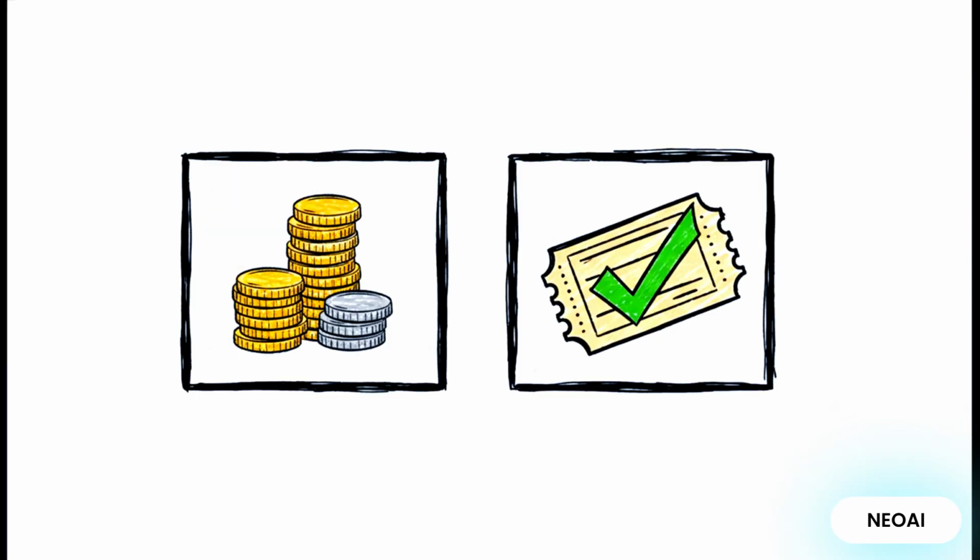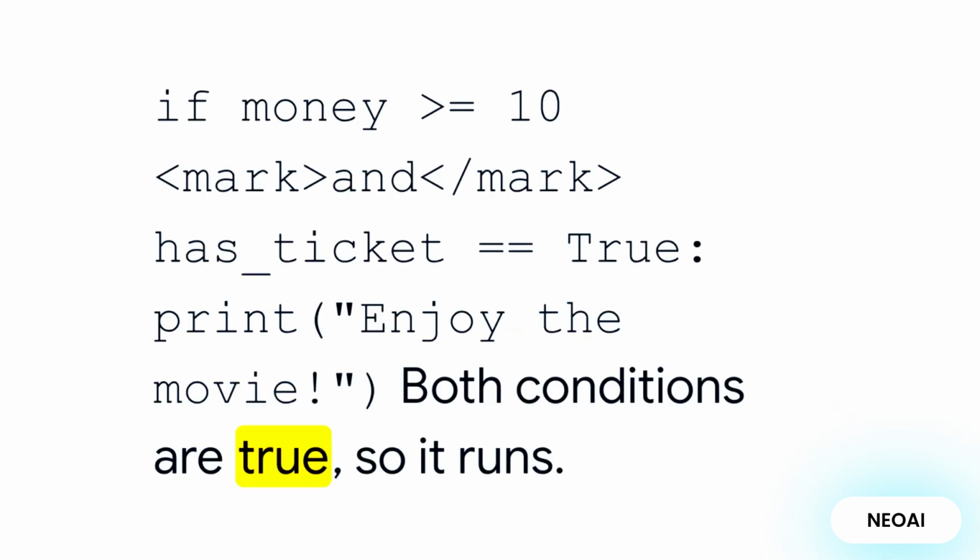So to write our rule, we first have to set the scene. Let's create a couple of variables. We'll imagine our person has $20, and we'll set a variable called hasTicket to true. They look like they're all set. And boom, here it is, the and operator in action. The code is literally checking if the money is at least 10 and hasTicket is true. Since both of those things are true for our person, the code prints enjoy the movie. See? It's our movie theater rule just translated directly into code.